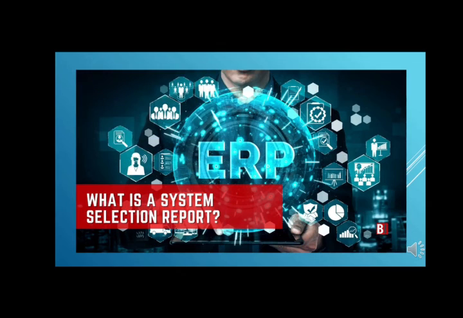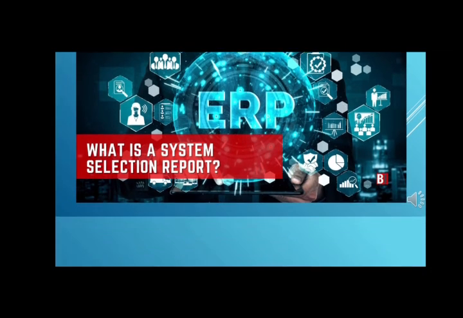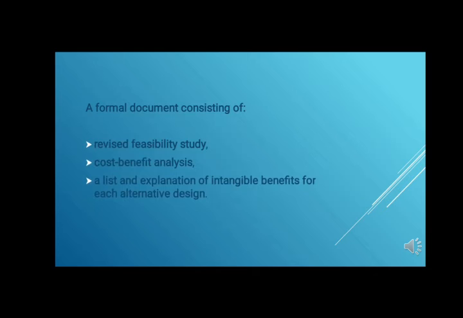What is a system selection report? The deliverable product of the system selection process is the system selection report. It is a formal document consisting of a revised feasibility study, cost-benefit analysis, and a list and explanation of intangible benefits for each alternative design.